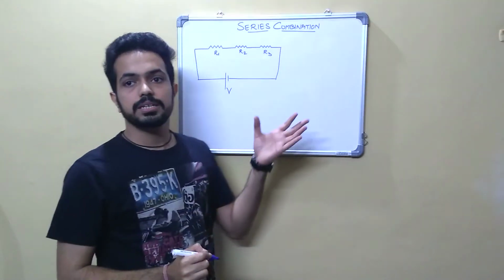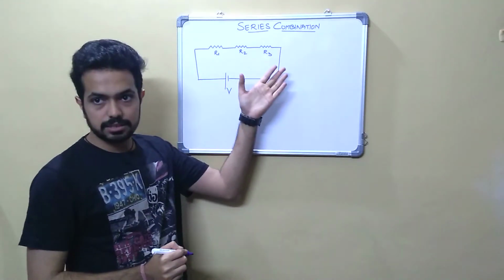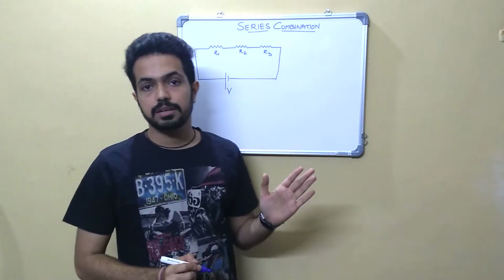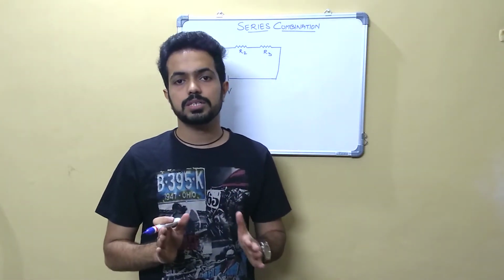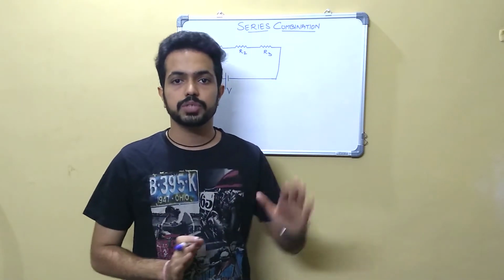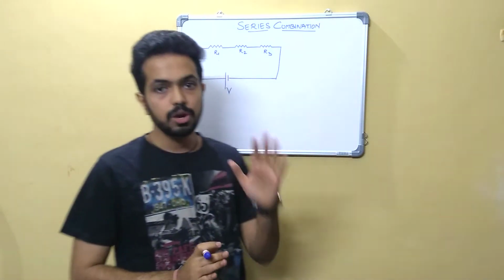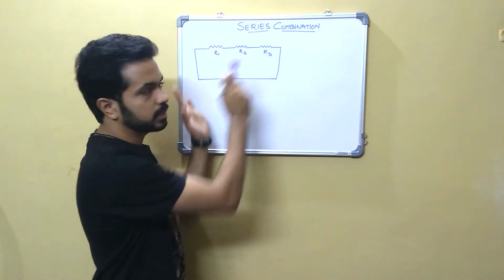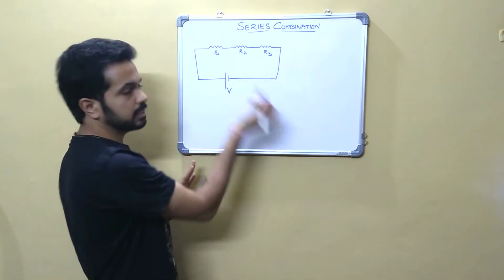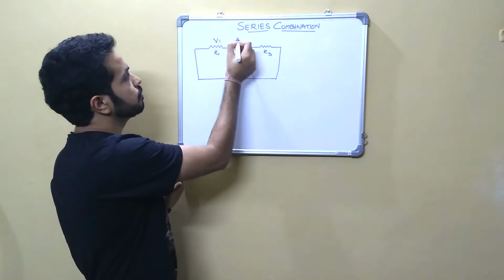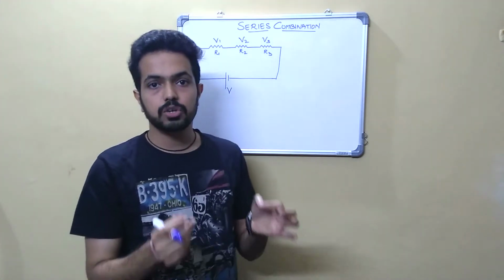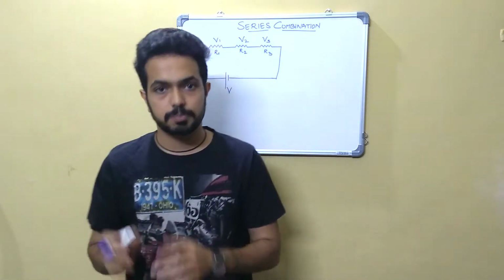So in series combination, as you can see, I have taken three resistors R1, R2 and R3. They are connected one after another. Now how to identify series combination and how to identify parallel combination we'll talk in detail in the later part of the video. For now, these are the three resistors connected in series, that is one after another. Okay, and let us assume that V1, V2 and V3 are the potential drop across the three resistors respectively.